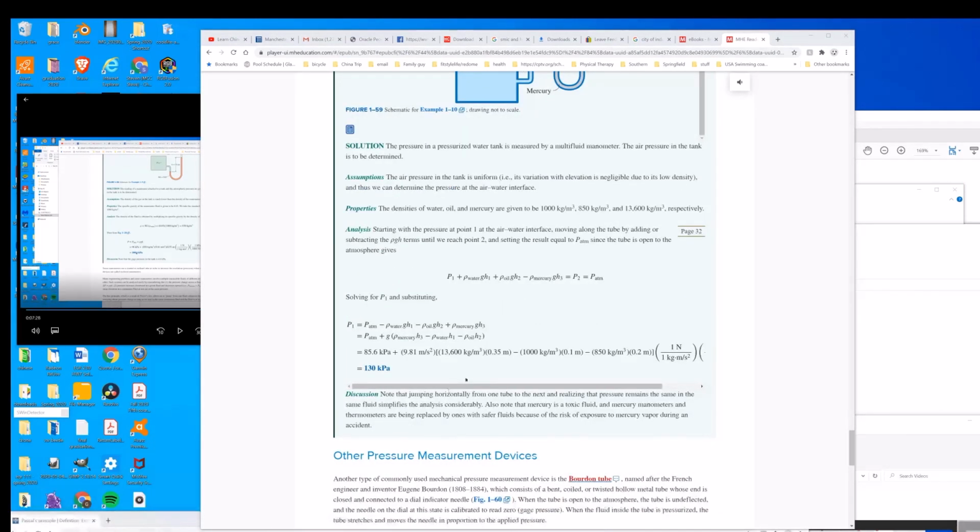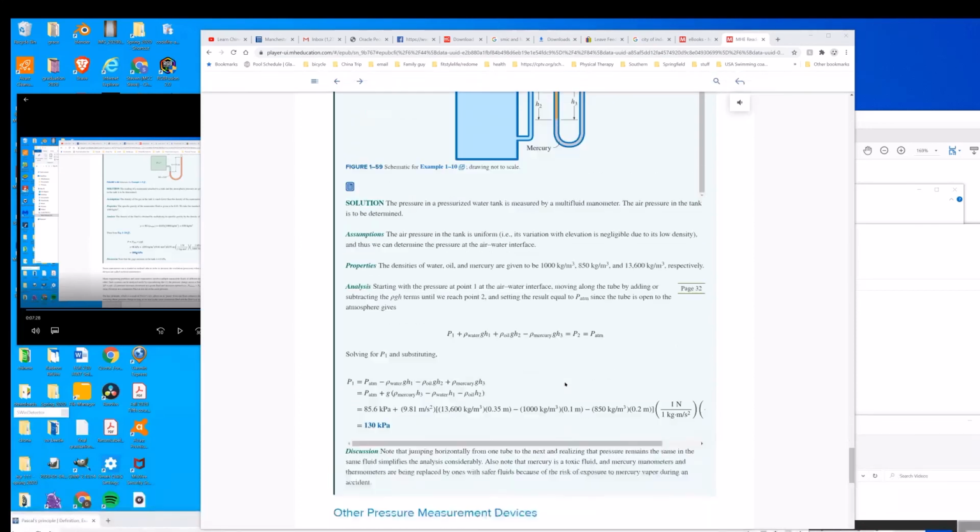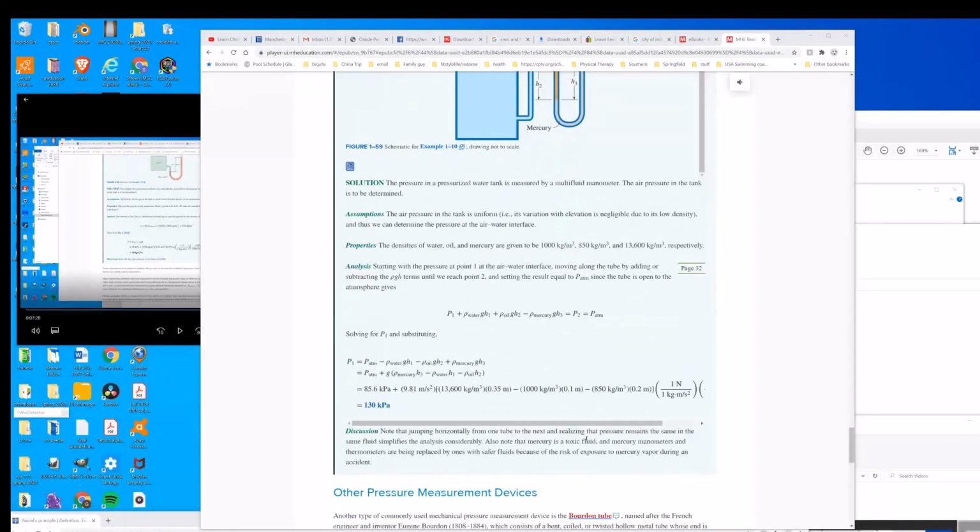And just a couple of notes here from that. Pressure is the same in the fluid if you just jump horizontally, right? So we found that it simplifies things by just going straight across, and also that mercury is toxic, right? But we're not going to be making anything here, so we don't have a lab component, so we're okay with that.